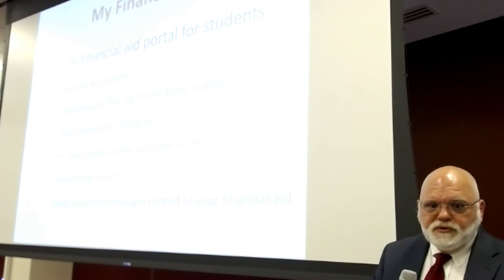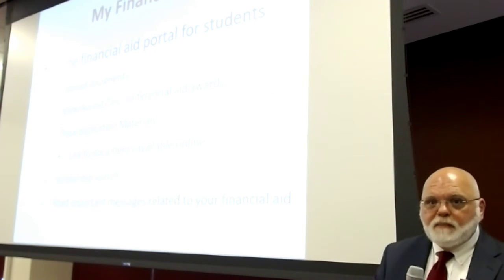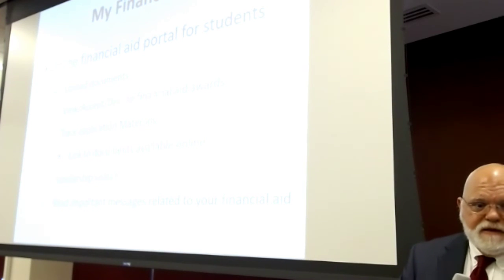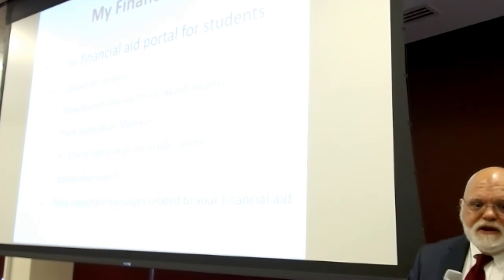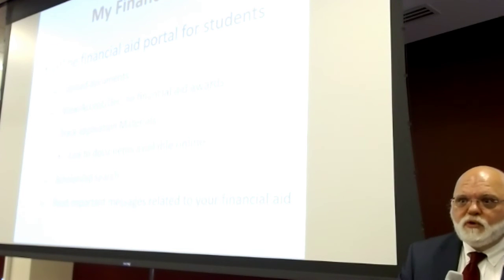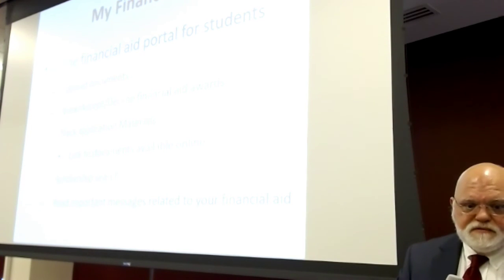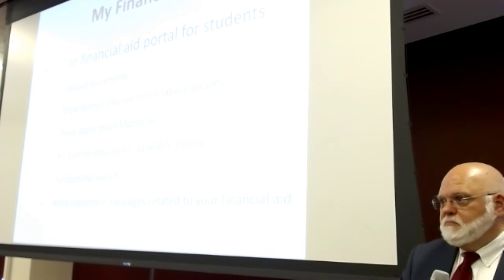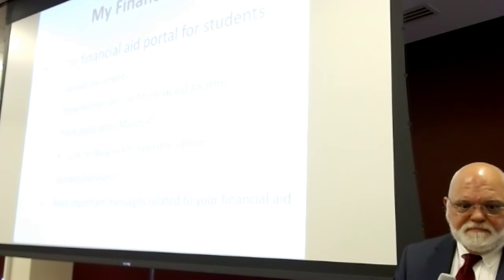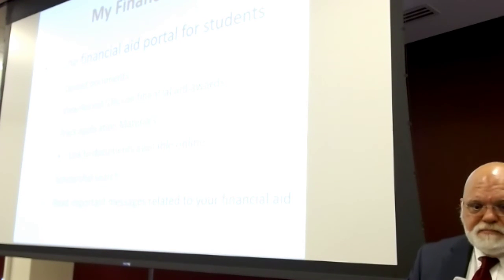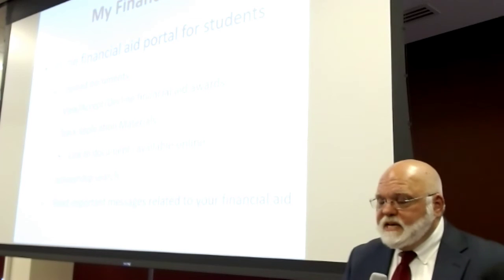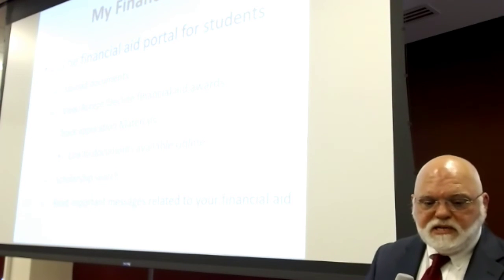Things that you can do through My Financial Aid: you can upload documents that we're requesting. You can view, accept, and decline your awards. You can track your application materials and see what is missing and what we've received. And you can link to some documents that are available on the web. We have a scholarship search page, and you can read messages related to your financial aid, like terms and conditions.